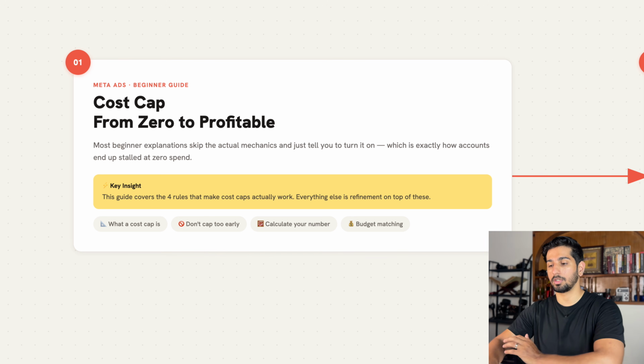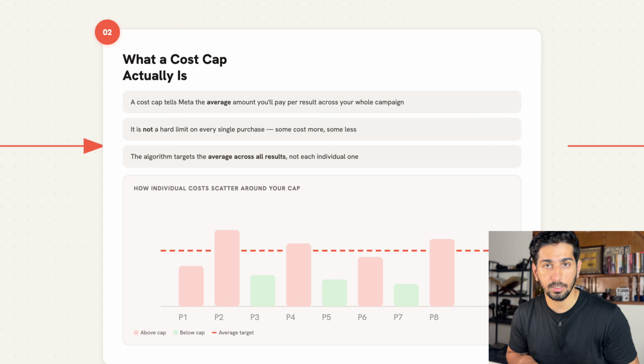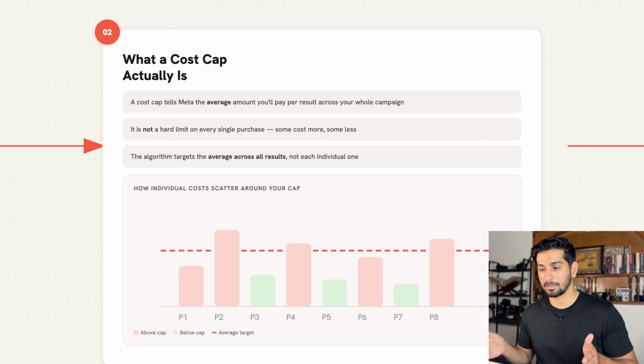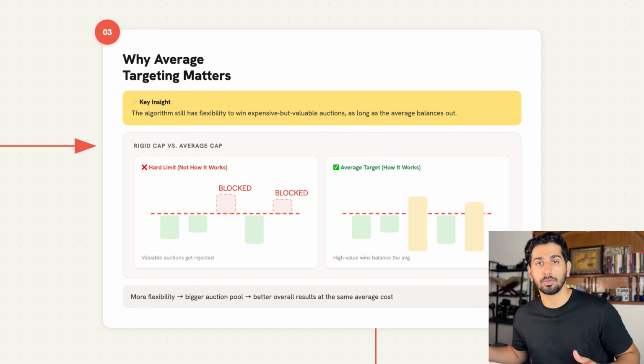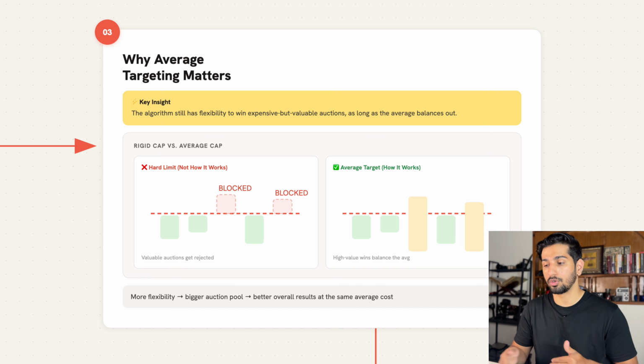So first and foremost, you need to understand what a cost cap actually is. This is very important because a lot of people don't even understand that. I'll explain this in as simple terms as possible. The cost cap basically tells Facebook the average amount that you're willing to spend per result. Now, a lot of people think this is a hard limit on purchase. This is not a hard limit. It's just a room. Facebook can spend more or less per purchase, but it tries to average out based on the cost cap that you set.